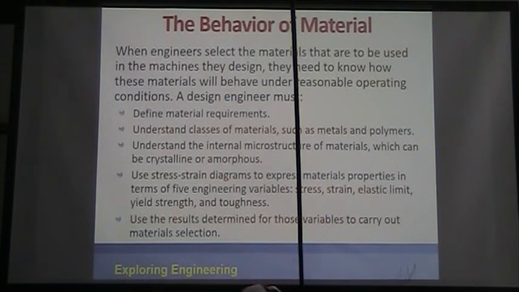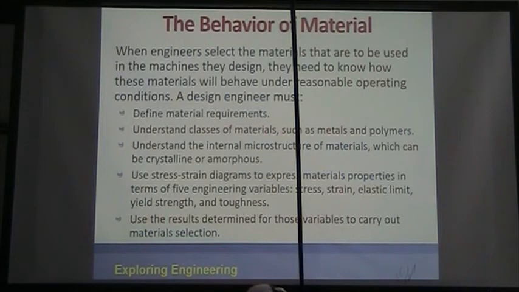So, a design engineer must, first of all, define the material requirements, right? So, if you are going to be building a chair, like in the last slide, you're not going to specify dirt as your material. The second point, understand the classes of materials, such as metals and polymers, right? Very often we see chairs that are made with metals, but we also see chairs that have large elements that are plastics or polymers.